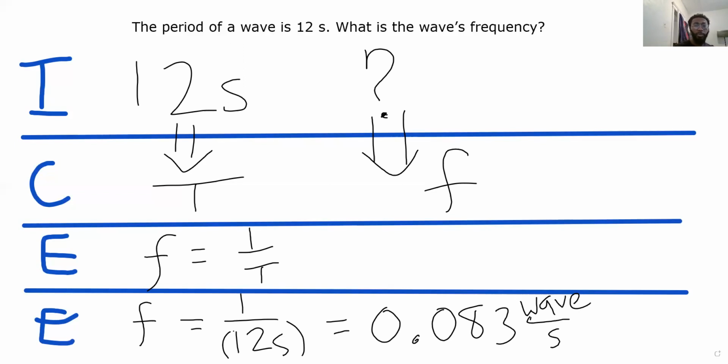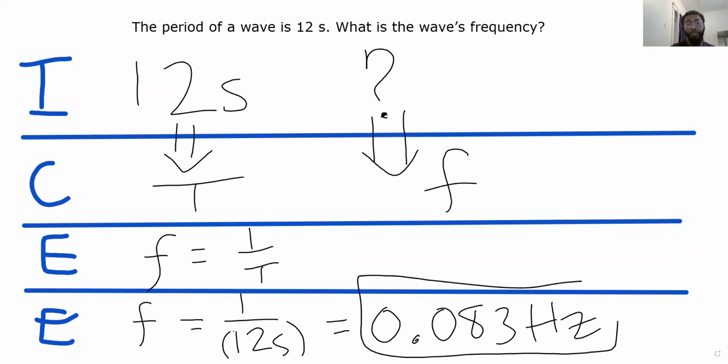So we see that our frequency is 0.083 waves per second. The other thing we can do is, whenever we see wave over second, that is the same thing as saying hertz. Hertz is our official unit of frequency. Whenever we see wave over second, we can just rewrite that as hertz, and hertz is what we want to write for our final answer.